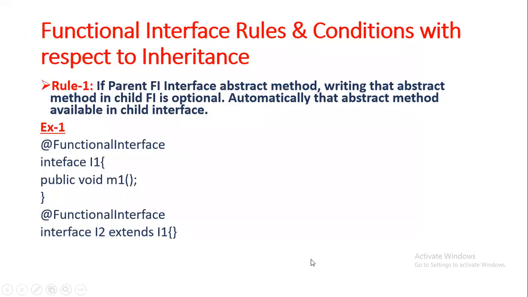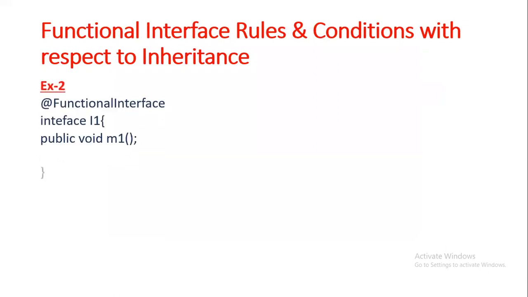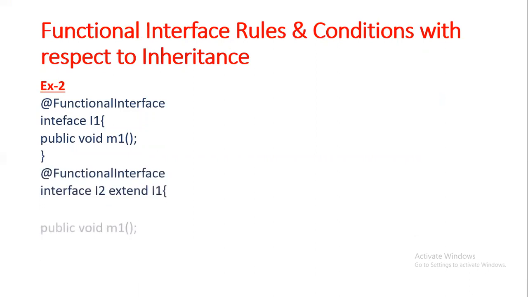So we can write, or not write. I told you, right? This M1 method also we can write here. It's valid. Same example, same thing. I'm writing it in the child interface. So the parent functional interface has the M1 abstract method, and in the child interface I'm writing the same abstract method. Is it valid or not?